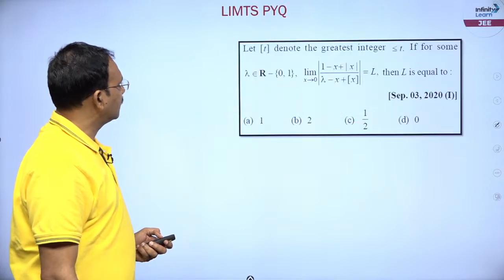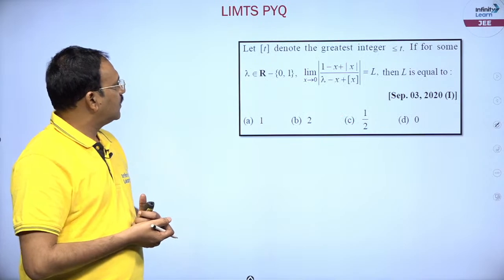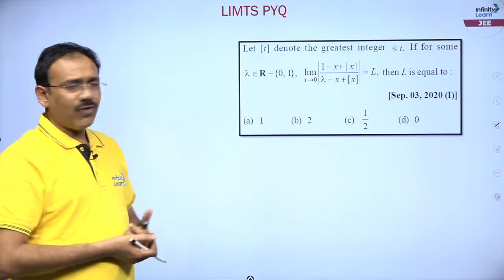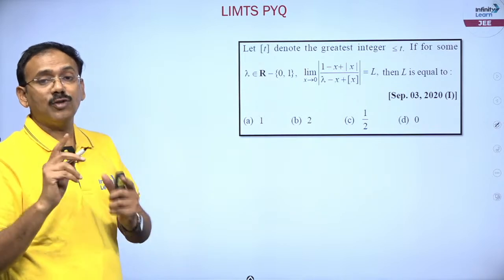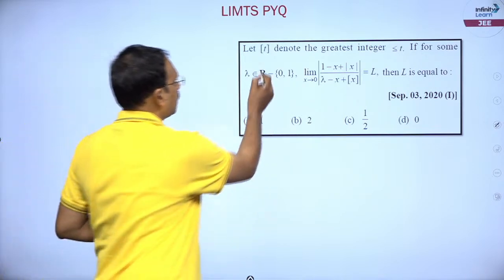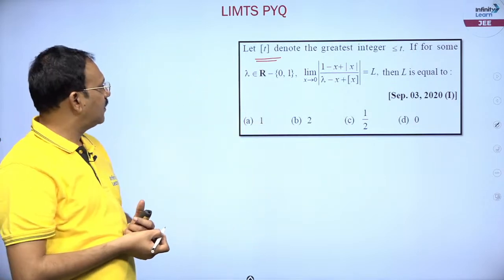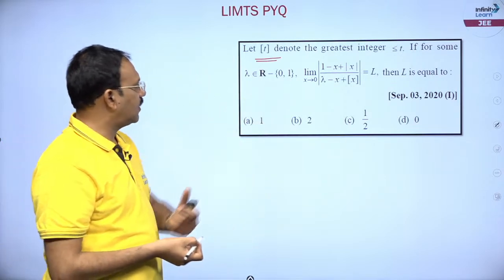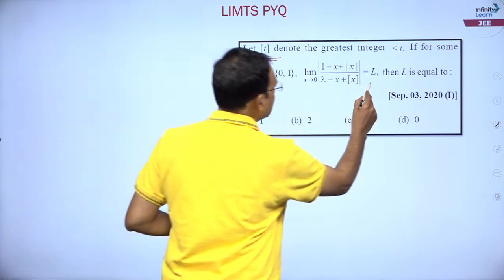You see this question? Let T denote the greatest integer function. Please read the instructions properly. Sometimes he may also give it in a different way. Let T denote the greatest integer less than or equal to T. Fine. So, lambda is some number other than 0 and 1. He is saying this limit is L.